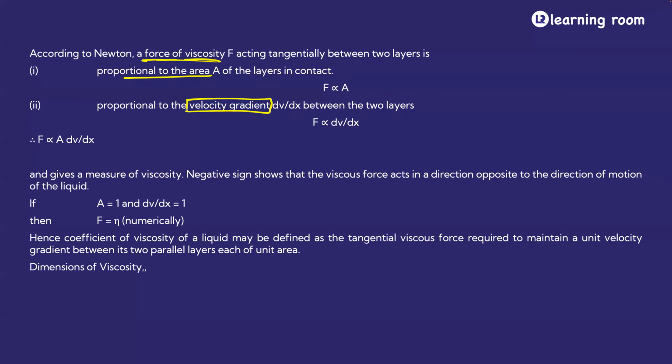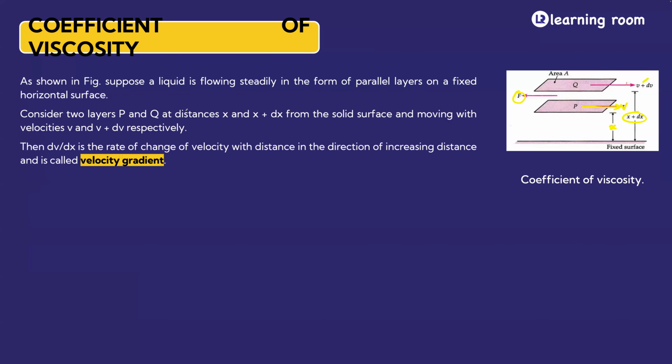Now, if you combine these 2 equations and write, let me explain it. Force is observed to be directly proportional to A, and directly proportional to the velocity gradient. What do you mean by gradient in the first place? What is the other name for gradient? Gradient has another name. It's called slope. So gradient is also called slope.